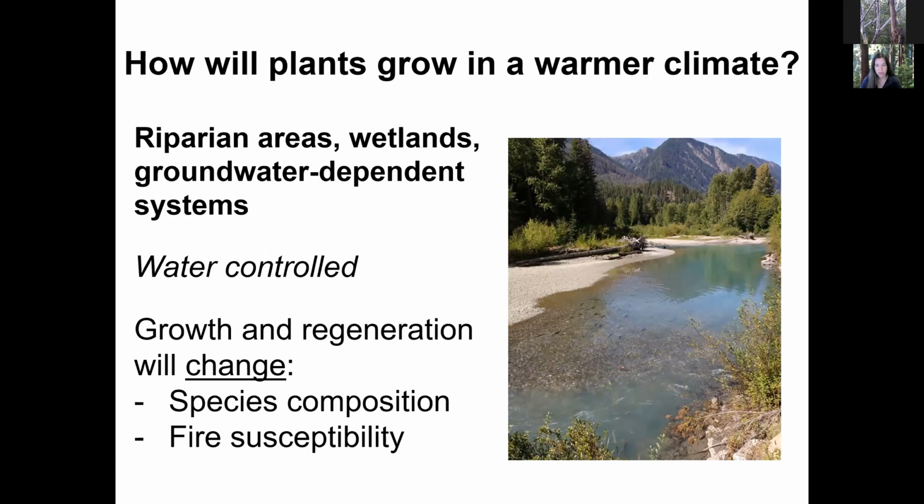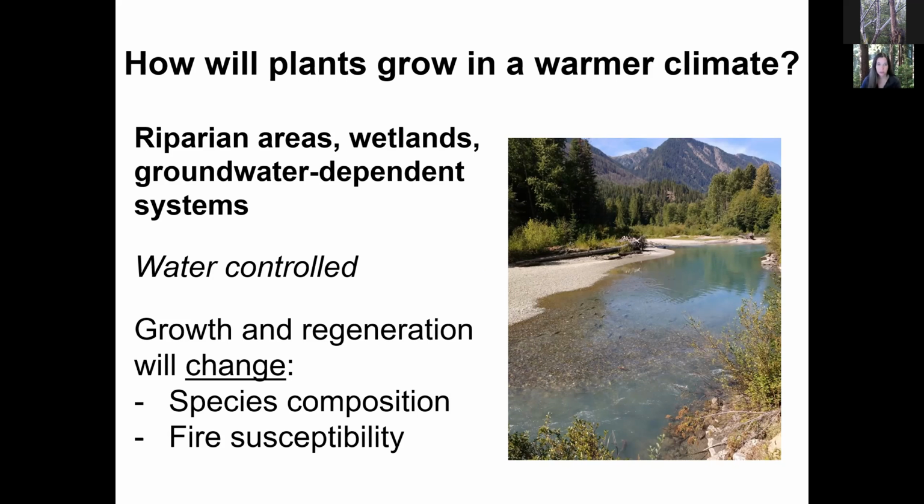Riparian areas, wetlands, and groundwater dependent ecosystems are also going to be affected by climate change. You know, there are going to be decreases in snowpack, changes in water availability. It's likely that stream flow will be higher in the winter, but then when all the water runs off from the snowpack earlier in the year, those flows are going to be lower. And that can really limit riparian vegetation.